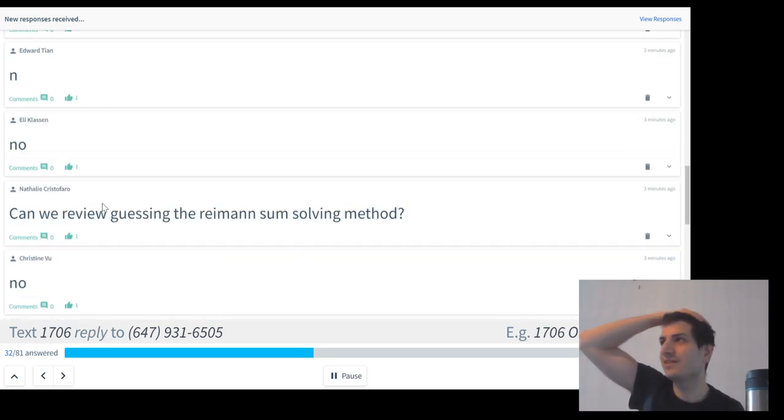Can we review guessing the Riemann sum solving method? I don't know what that is, so you should tell me what that is. Guessing the Riemann sum, or maybe guessing the Fourier sum. Riemann sum is something else.